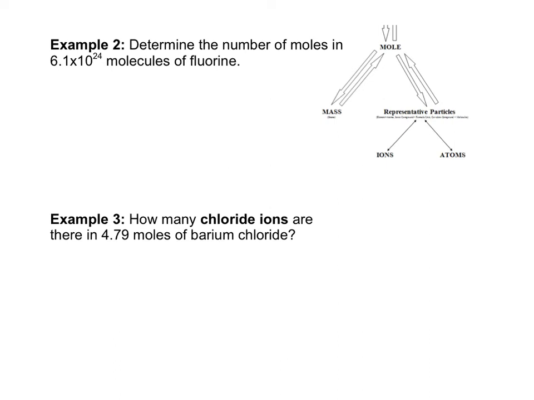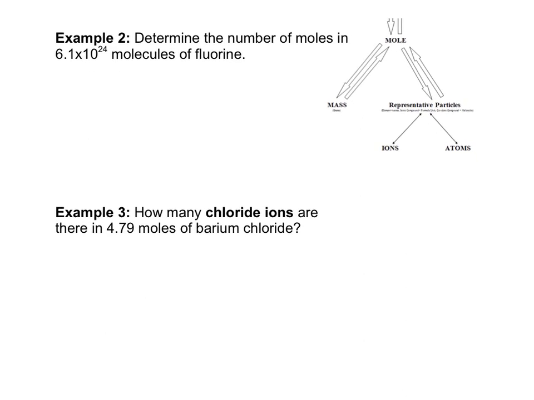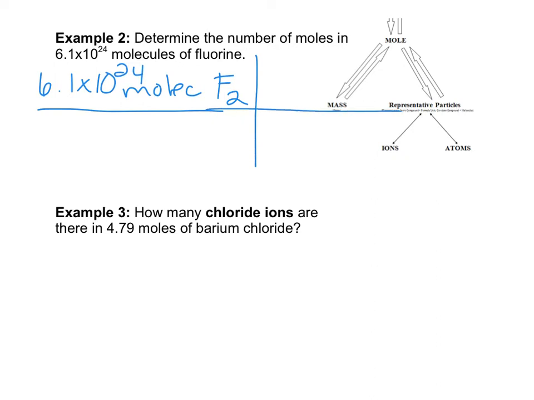Determine the number of moles in 6.1 times 10 to the 24th molecules of fluorine. So I'm going to write what I'm given. 6.1 times 10 to the 24th molecules of fluorine. They've hinted that fluorine is a diatomic by calling it a molecule. It means there's more than one of something. And I want to know how many moles this is.